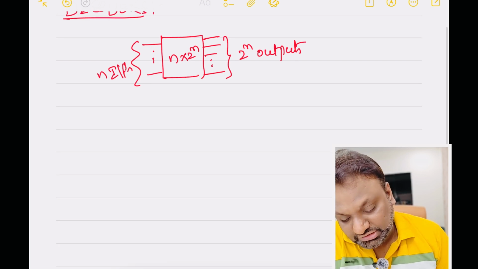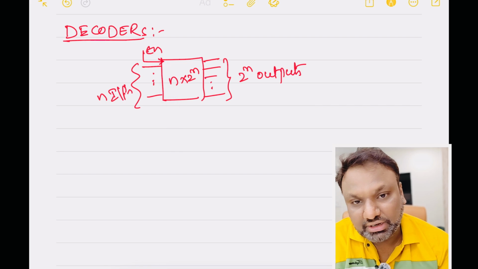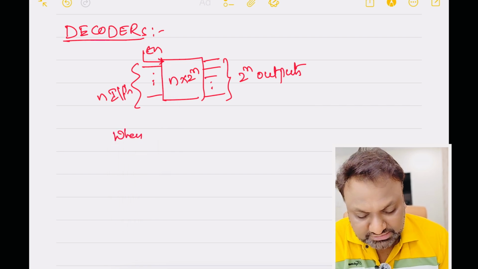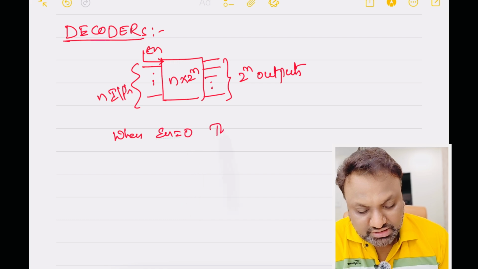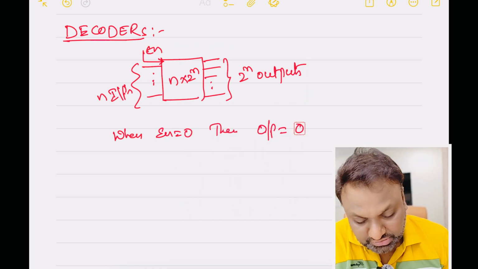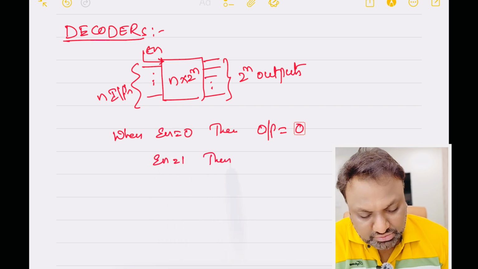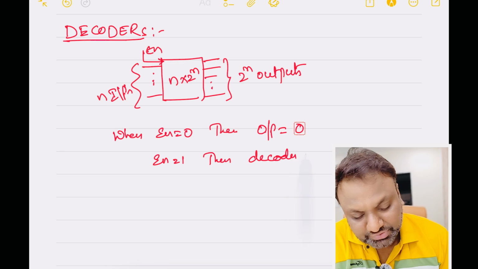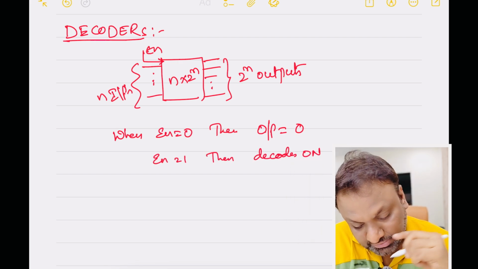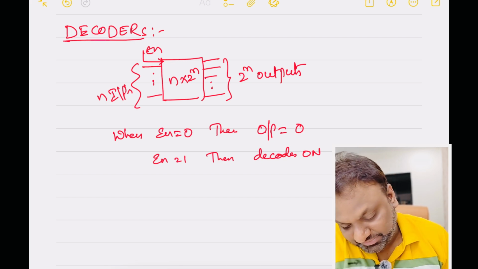The most important thing is that the decoder works with an extra signal called enable. When enable is equal to 0, all the outputs are equal to 0. When enable is equal to 1, only then the decoder is on and you will get an output. So n inputs and 2 power n outputs you will be getting.